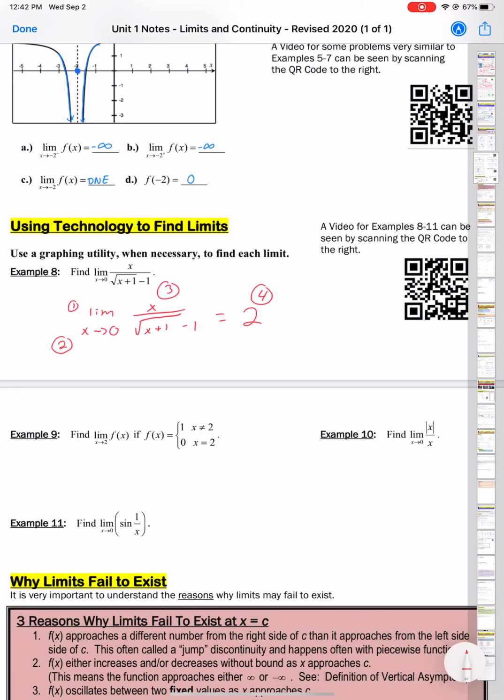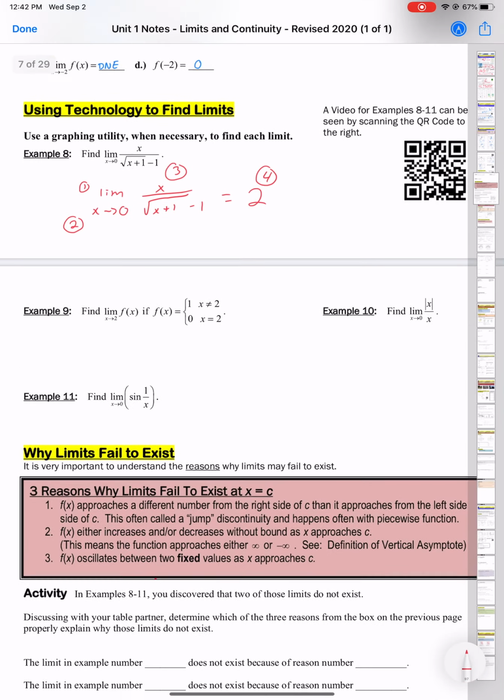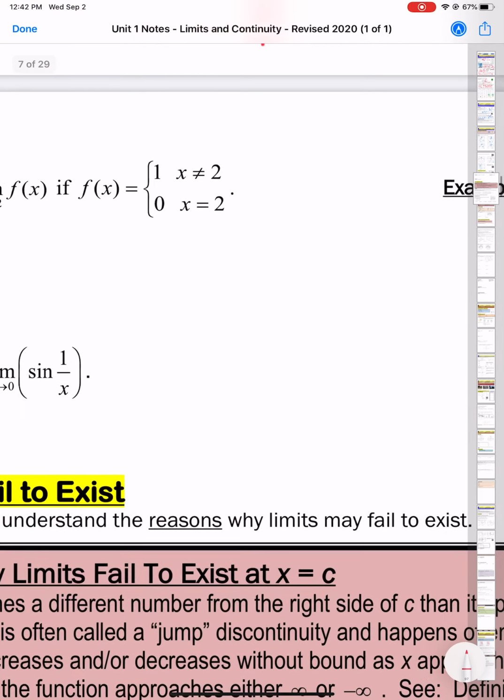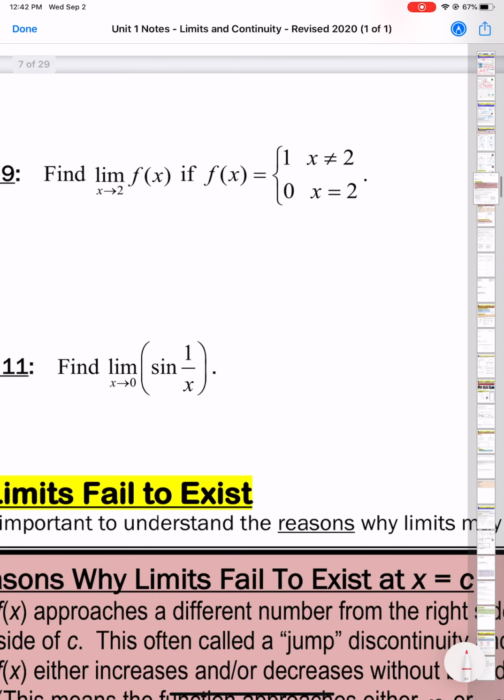So if we go to the next page, we have 3 more examples to try of functions that are a little bit more complicated. So in example 9, we're given a piecewise function. It's asking us to find the limit as x approaches 2 of f of x, if f of x is the piecewise function where it's equal to 1 whenever x is not 2, and it's equal to 0 whenever x is 2. So piecewise functions are kind of hard to graph on the calculator. This one's probably going to be easier for us to graph by hand.